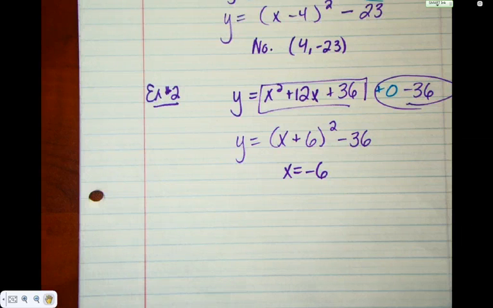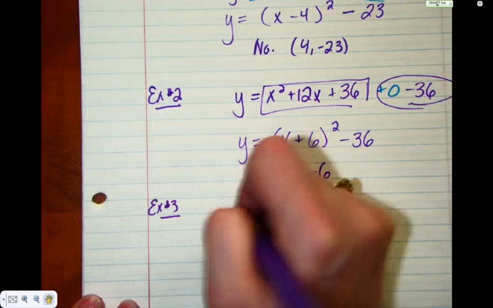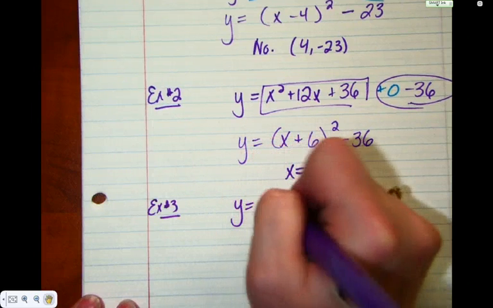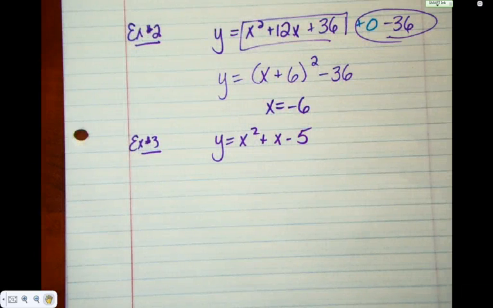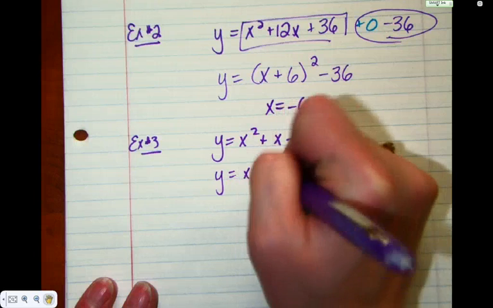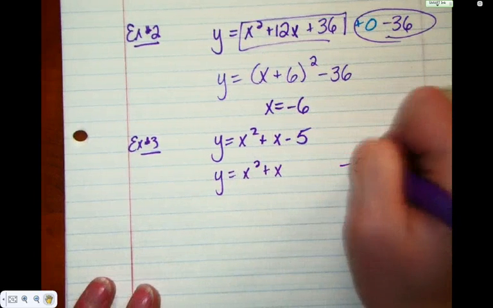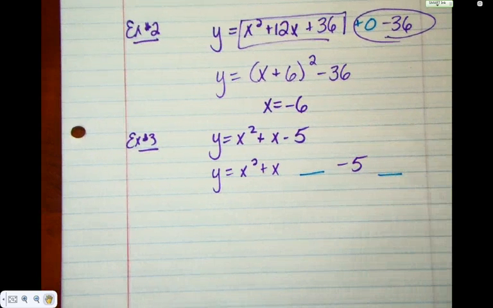Number 3. Keep the first two terms, leave a space, push the last number off to the side. If the blanks help you to remember that there's two numbers that we're going to have to add and subtract, do blanks. If blanks don't work for you, don't do blanks.